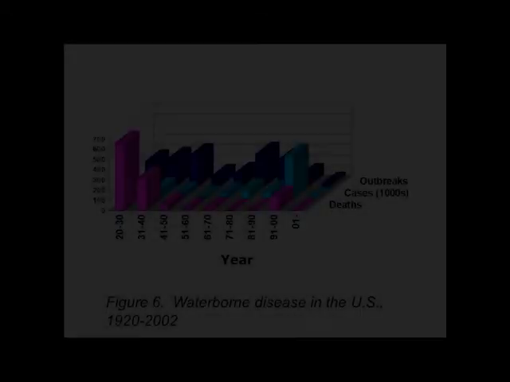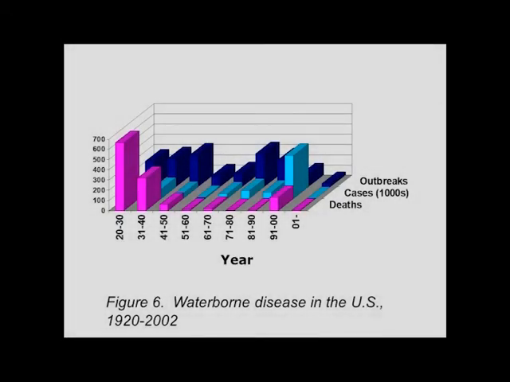And we can use three-dimensional bar graphs. So in this, we're looking at waterborne diseases in the United States from 1920 to 2002. And we're looking at years across the x-axis, and then we're looking at numbers across the y-axis. By making it three-dimensional, we can look at deaths or peak cases, which are light blue, and outbreaks, which are dark blue.